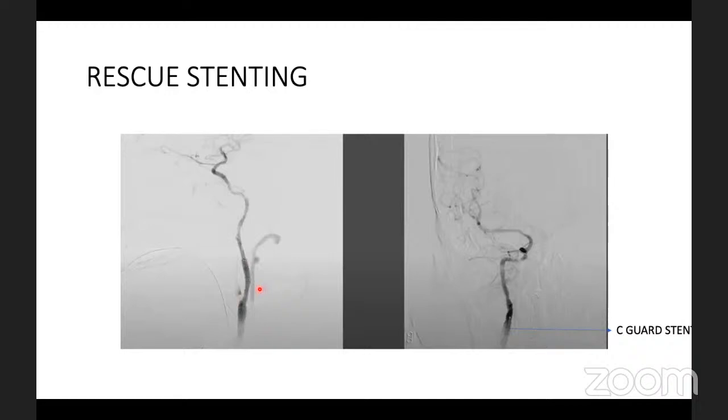So C-Guard stenting was done, and the patient was loaded with aspirin and Brilinta, and overlapped with tirofiban infusion for the next 3 to 4 hours, and CT was done after 6 hours. We were lucky enough because this patient was not given IVT, as the patient presented 5 hours after onset. So it was after the window period of IVT. So aspirin and Brilinta were safely given, and stenting was also done in the acute setting.